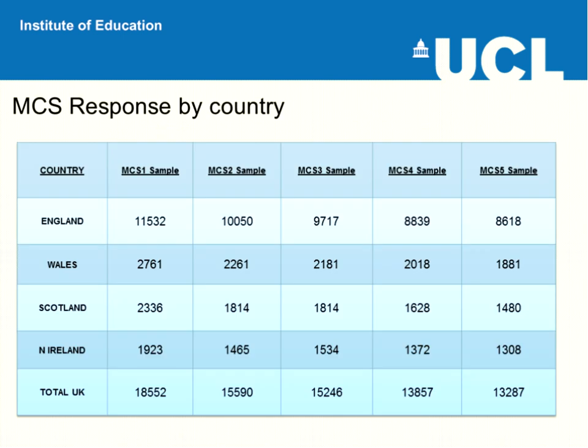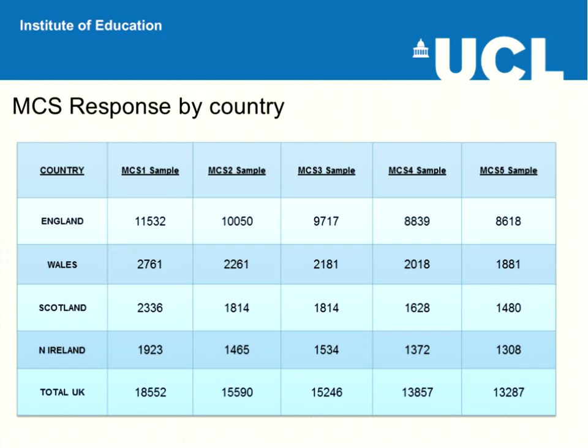in analysis. So it's just breaking down the previous graph into a table, so you can see what sample was achieved for the 4 different countries in the UK, and then the total sample achieved in the bottom row. So we had 18,500 at MCS1, and the latest sweep we had almost 13,300.